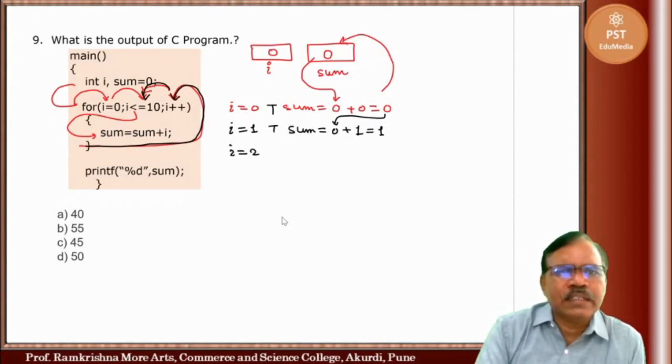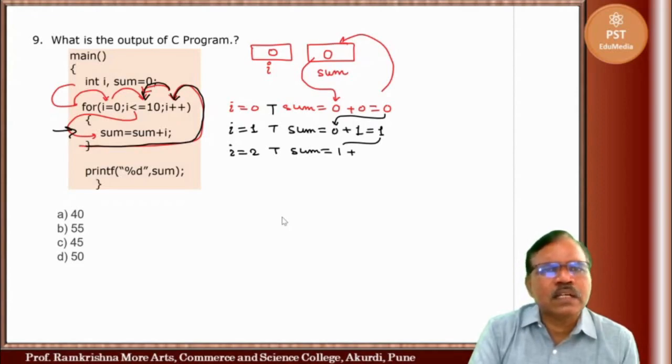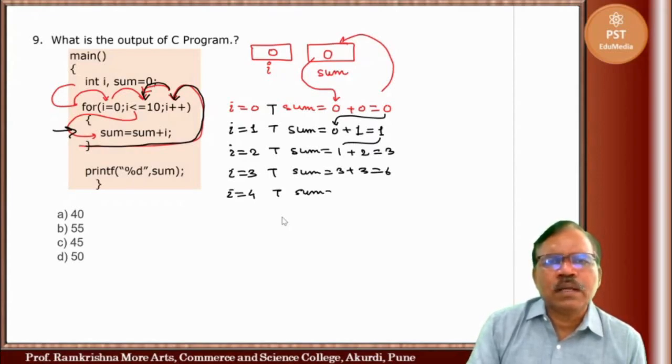It goes to condition. Condition is true. So it goes in the loop. Sum equal to sum plus I. Earlier sum is 1 plus now I is 2. So 3. Then I will become 3. Condition is true. Sum equal to 3 plus 3, 6. Then I will become 4. Sum is equal to 6 plus 4. That is 10. Then I becomes 5. Sum is equal to 10 plus 5. That is 15. I becomes 6.